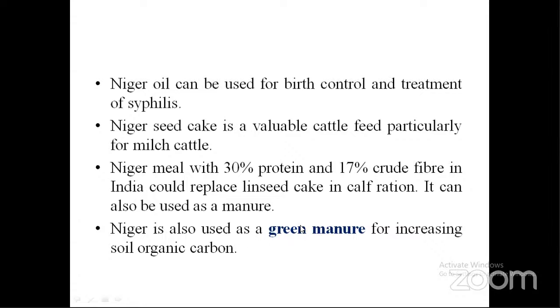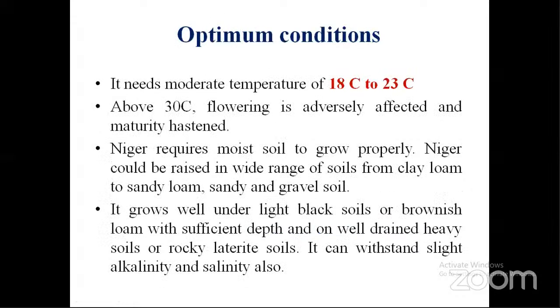This Niger is also used as a green manure. It increases the soil organic carbon after continuous cultivation. Here we can see the optimum conditions for Niger cultivation. It needs a moderate temperature of 18 to 23 degrees centigrade. Above 30 degrees centigrade, flowering is adversely affected, and maturity hastens. Hastens means quick maturity.